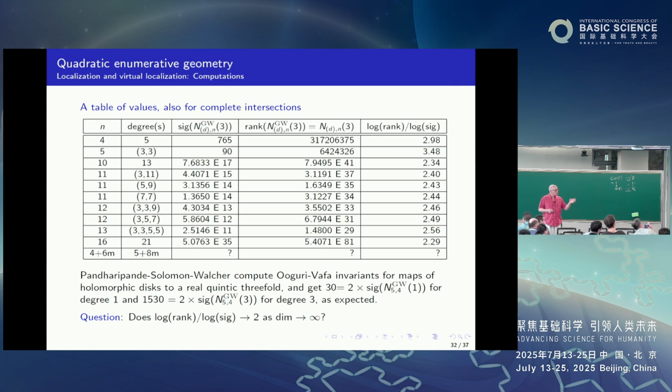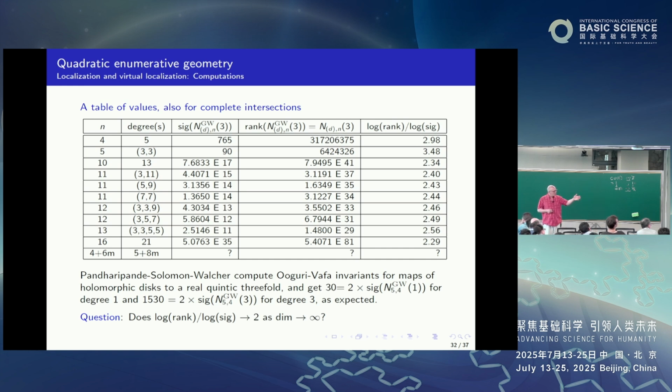Pandharipande, Solomon, and Walcher compute this using holomorphic disk methods. And in the cases where we both have comparable computations, they get twice our answer, because P1 has 2 disks. It has the upper half plane and the lower half plane. So you should get twice the answer if you use the disk method.